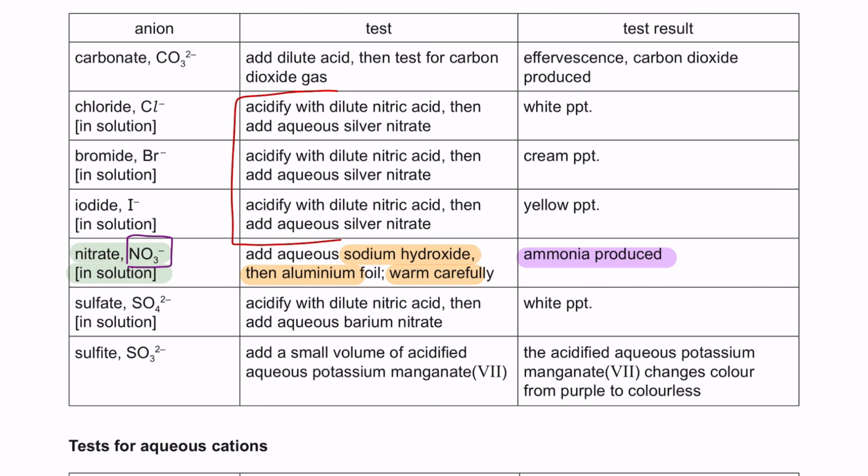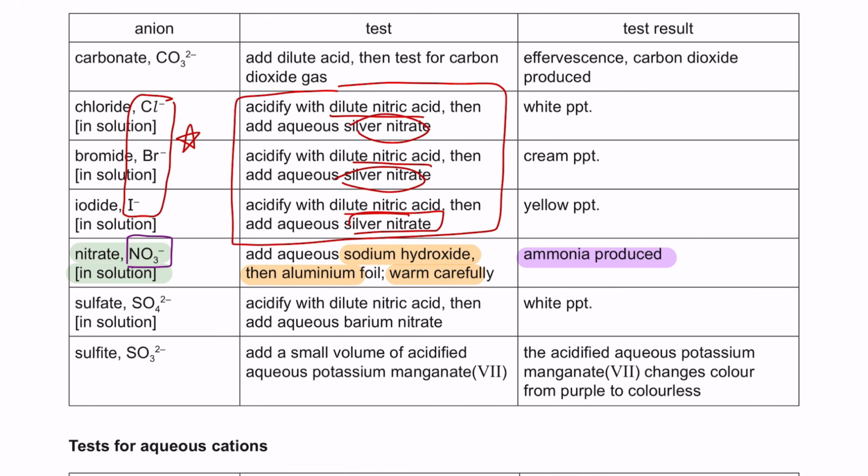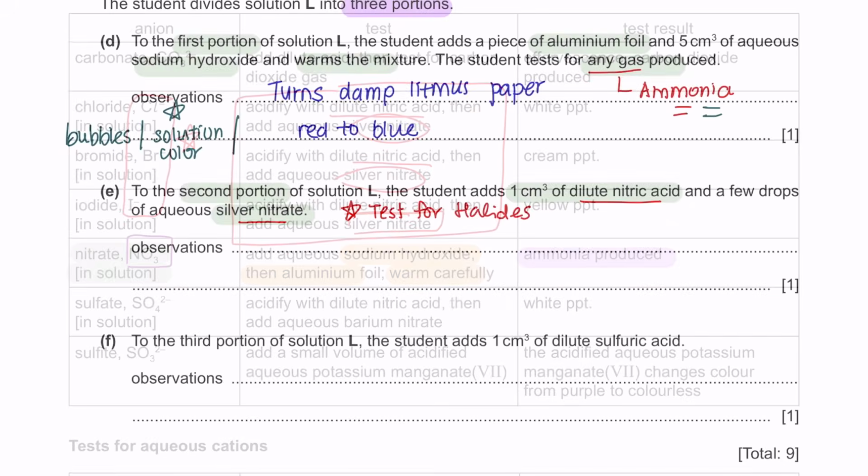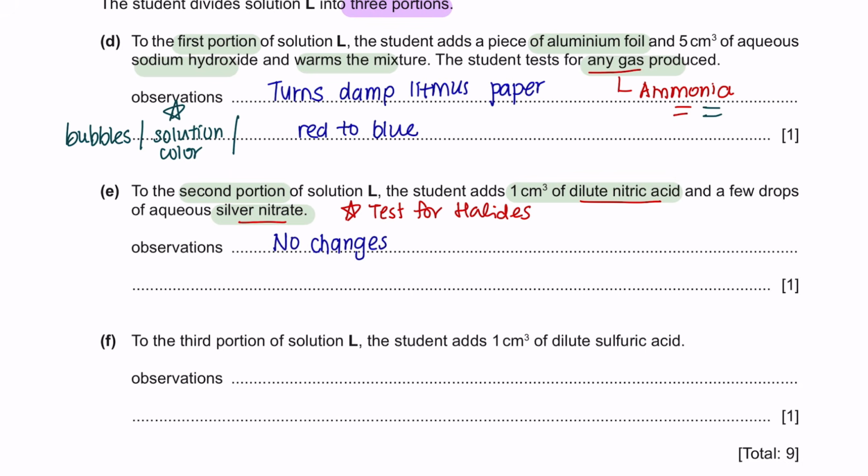You will see on your table that dilute nitric acid and silver nitrate are added. This is all to test for halide, and in this solution there are no halides present, meaning that for your observation there will not be any changes seen. If you were asked why, then you can mention that this is because there are no halides present.